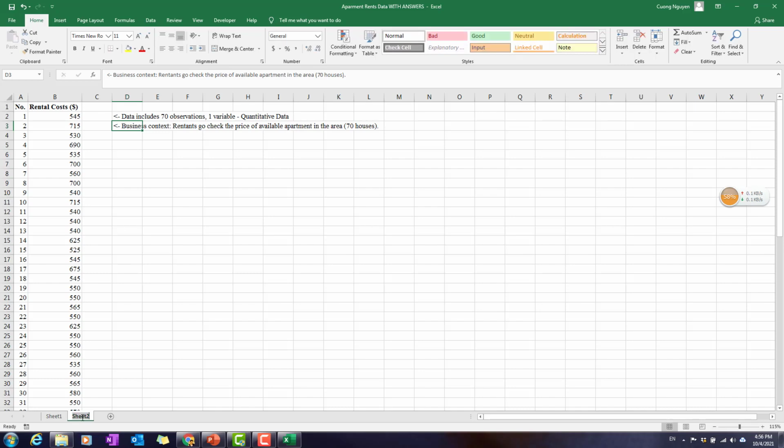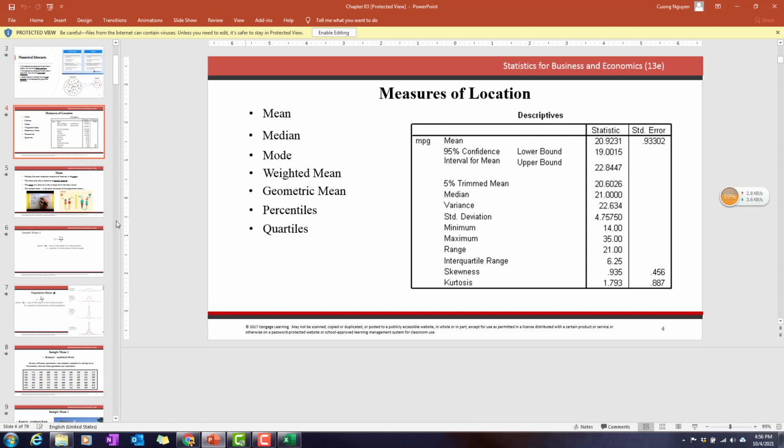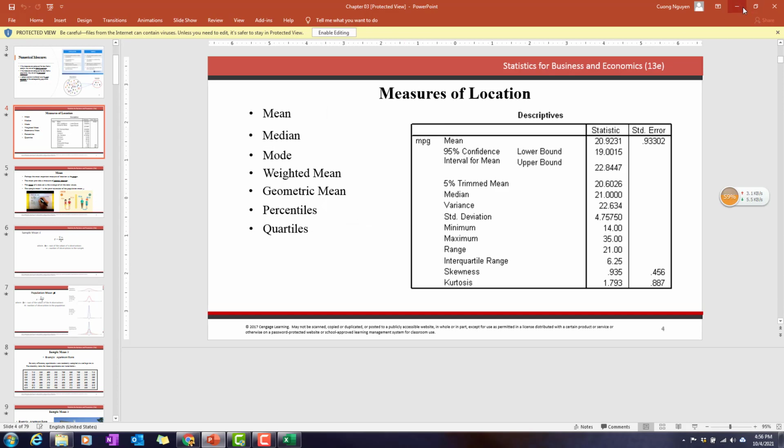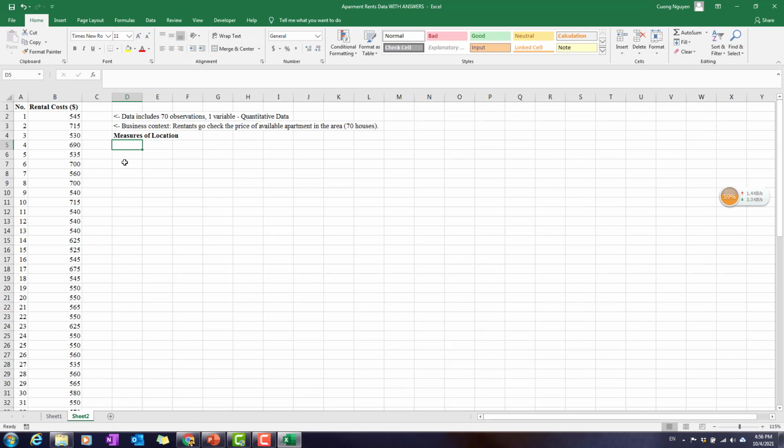So in this one we will first investigate the measures of center, or you can say measures of location according to the textbook and the PowerPoint slide. We will just deal with the mean, median, mode, and also the quartiles. That will be the main thing we will do. The other things you can take a look at on the slide. The first one I want to do will be the mean value, or you can say average.